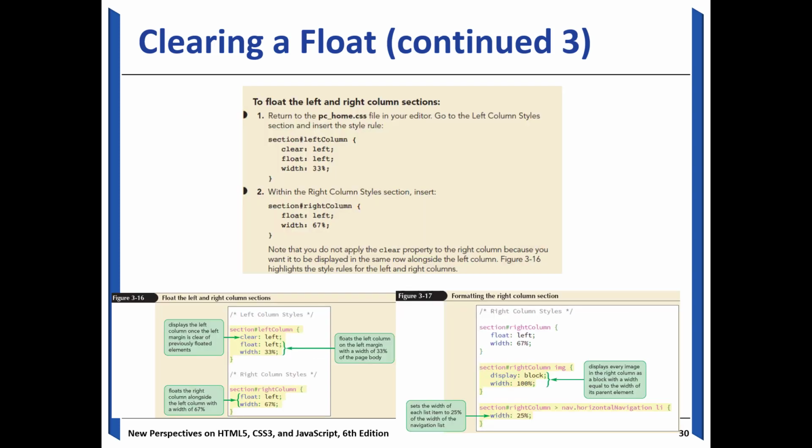The next part of the Pandasia Chocolate homepage contains two section elements named left column and right column. We are asked to set the width of the left column to 33% of the body width and set the width of the right column to 67%. We should float the sections side by side on the left margin. The pictures in this slide guide us on how to float the left and right sections.